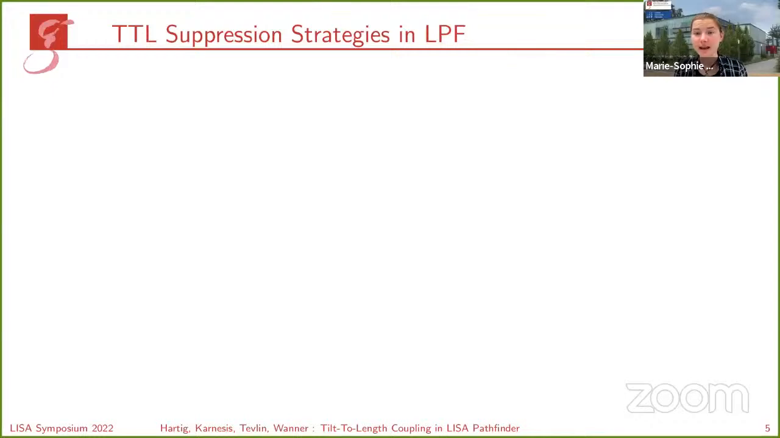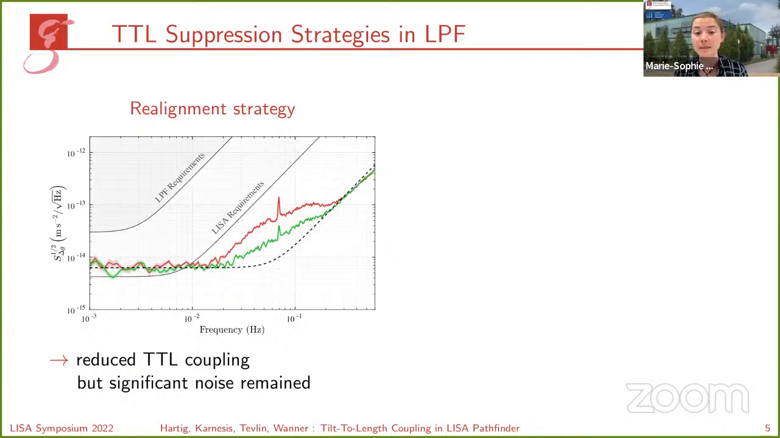So in LISA Pathfinder, there had been mainly two subtraction strategies. First of all, the tilt-to-length coupling did depend on the alignment of the test masses. Therefore, at three times in the mission, the test masses had been realigned for direct tilt-to-length coupling suppression. The first realignment took place after the engineering phase in March 2016, and it reduced, as shown here, the relative acceleration of the test masses from the red curve down to the green curve. So it reduced the coupling significantly, however, still significant noise remained.